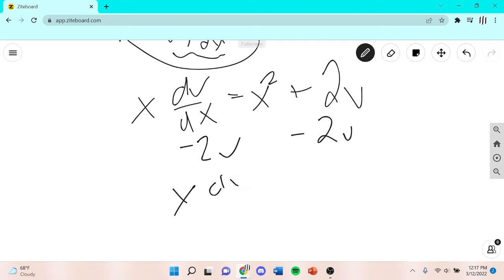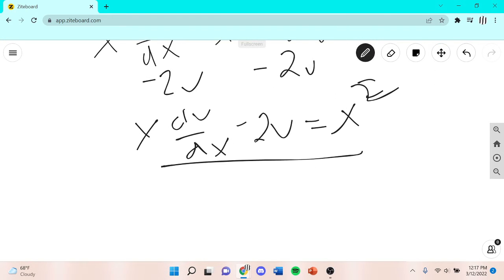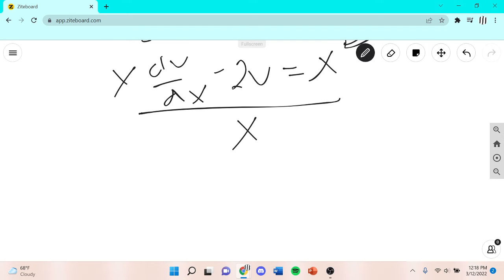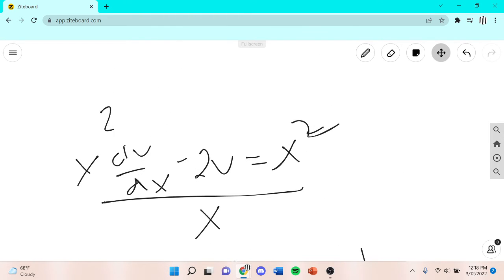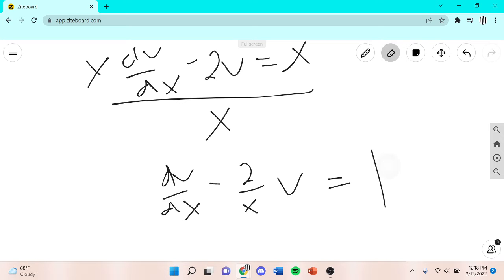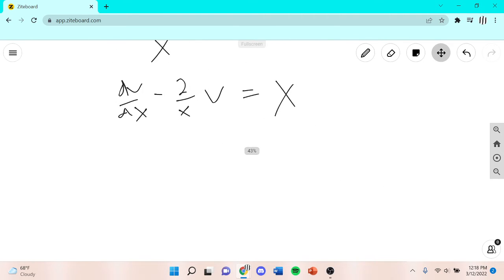We're going to get x dv over dx minus 2v is equal to x squared. And we divide both sides by x, so it becomes dv over dx minus 2 over x times v is equal to x. Sorry, this should be x, because you do x squared divided by x. So now let's solve this with the integrating factor.